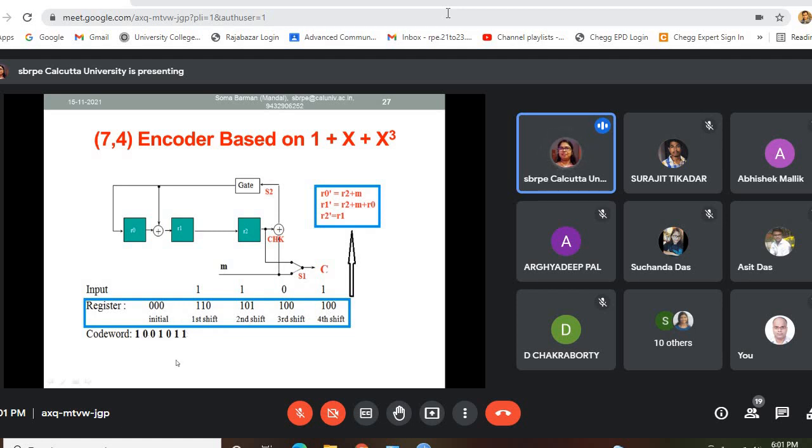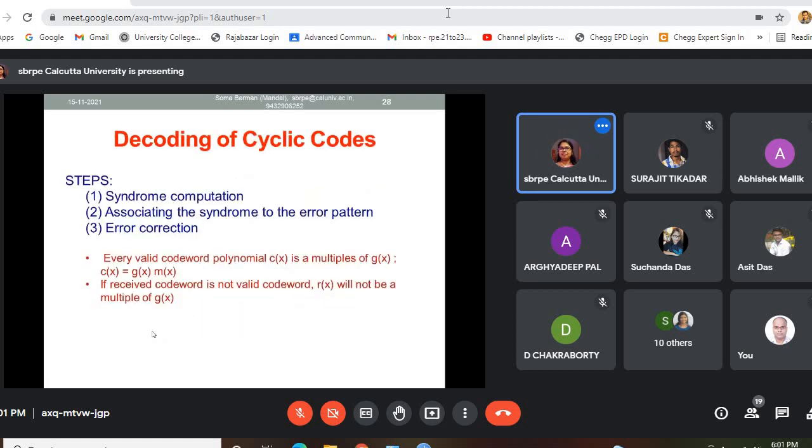So this is the systematic way of generation of the cyclic code, and this can easily be implemented by means of a shift register, modulo 2 adders, and some gate or switch. So this circuit is clear. In your exam, this type of question will also be there. Okay. Next is the decoding. Encoding is clear.